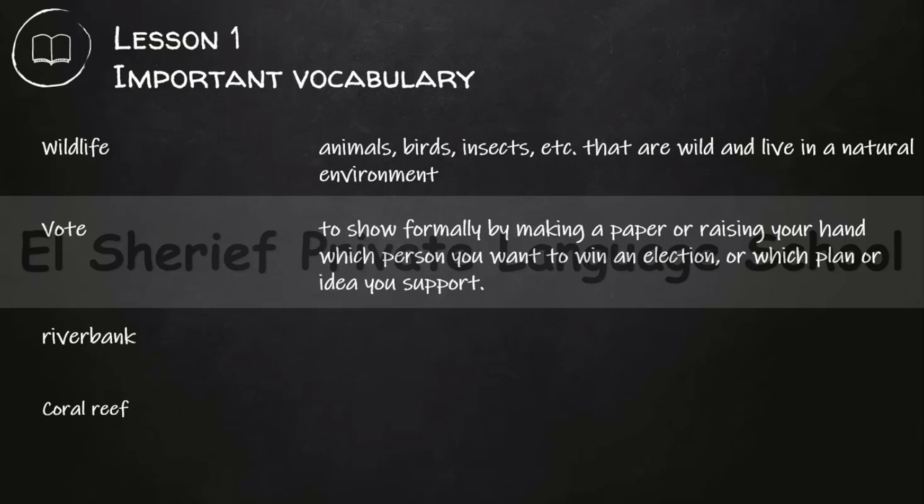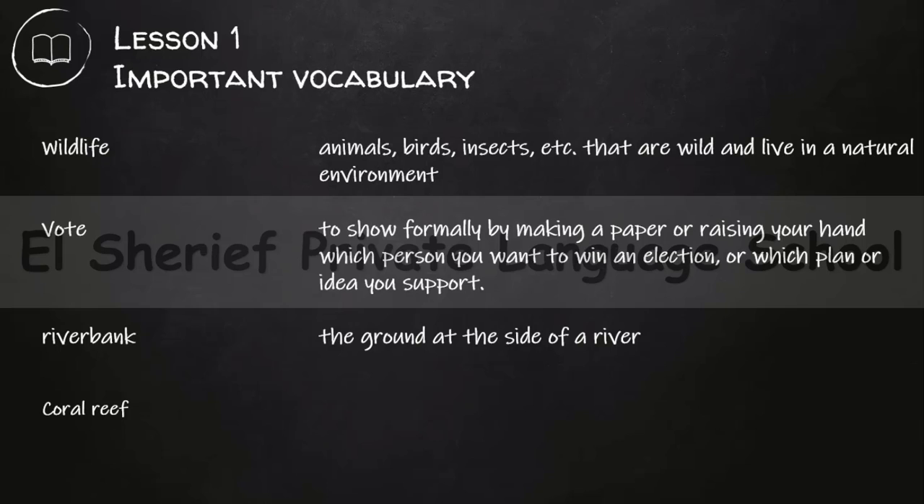Now let's move on to the next word, and it's called riverbank. Riverbank means the ground at the side of a river. So for this, I'm going to say the people decided to clean the riverbank.